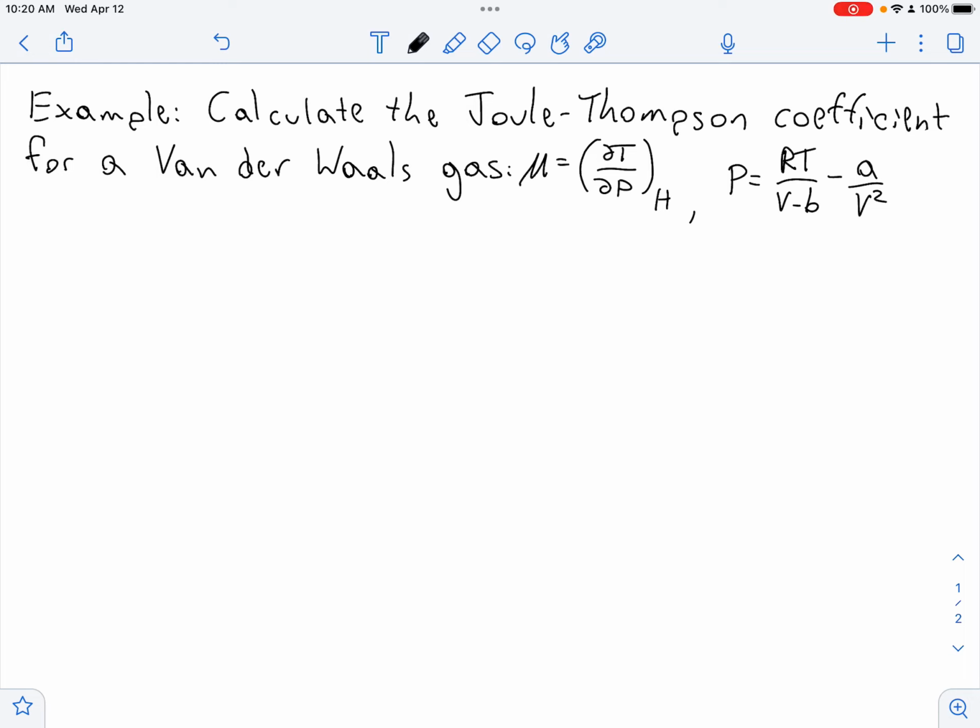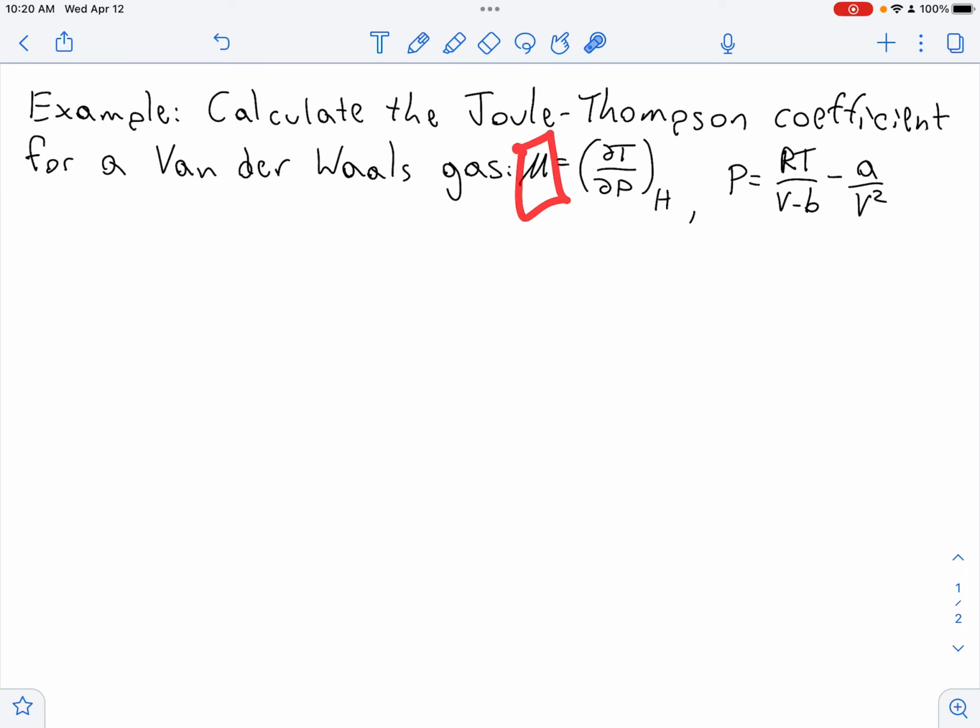In this example, we're asked to calculate the Joule-Thomson coefficient, mu, for a van der Waals gas. This is the definition of mu, dT/dP at constant H. P as a function of V and T is given here, and this is the van der Waals equation of state. This problem is a nice example of the utility of the cyclic chain rule. I'll show you in a minute.